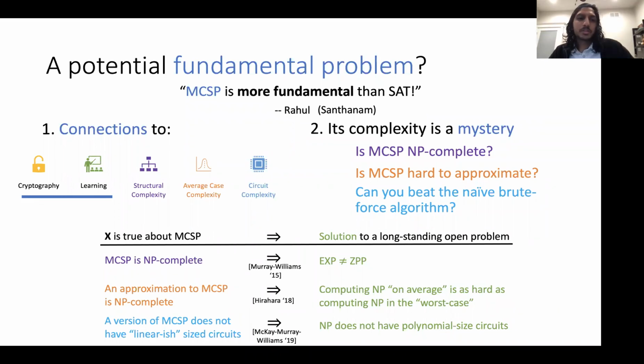So maybe I'll pause here, and I know I haven't even defined MCSP. I'll define MCSP on the next slide. But if there are any questions about these connections, or maybe you are annoyed with me for making this claim, yeah. Okay, cool. So now let me define what MCSP is.